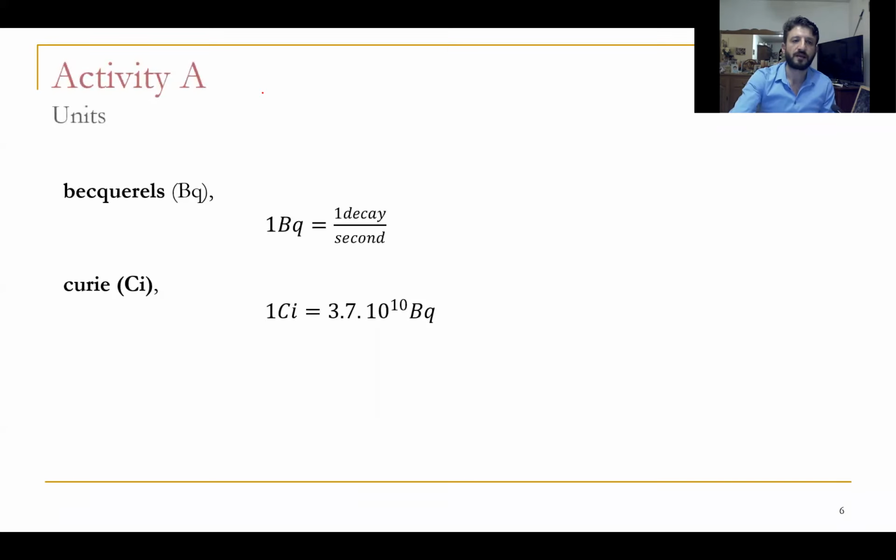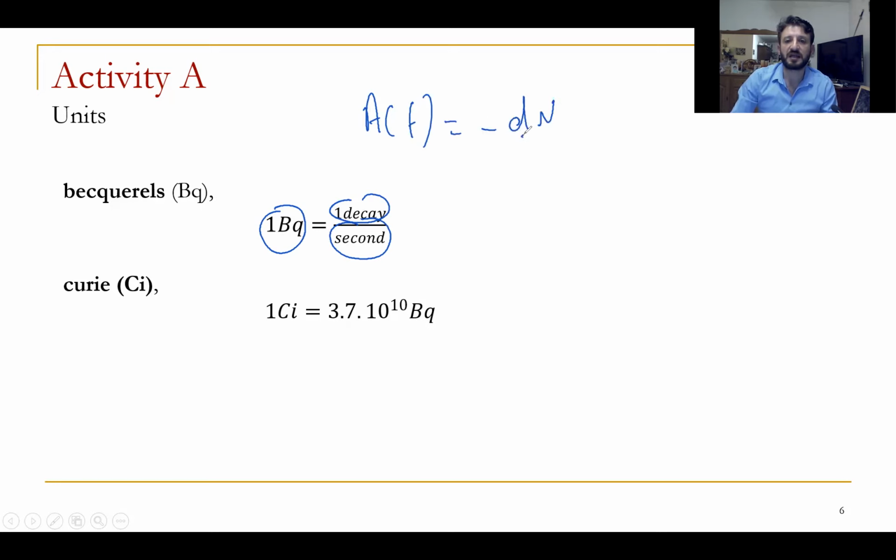What about the unit or the units of activity A? Here we have two units. First of all, we have the becquerel, Bq. 1 Bq equals 1 decay per second. When we calculate A at a time t, which is equal to minus dN divided by dt, or equals lambda N(t), the unit of A is decays per second.